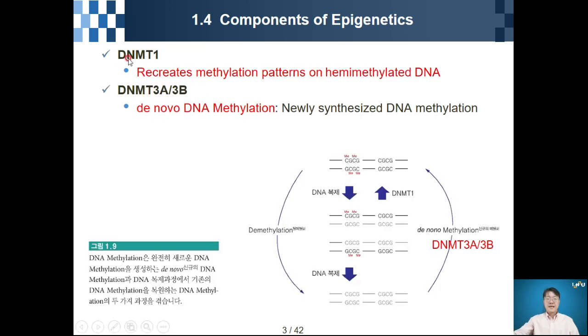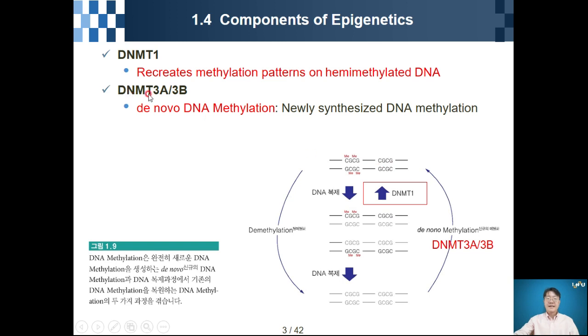For example, DNMT1 recreates the methylation pattern on hemimethylated DNA. This is the hemimethylated DNA: one strand is methylated, the other strand is not methylated. In this case, DNMT1 recreates the methylation pattern on the hemimethylated DNA. So this is the role of DNMT1.